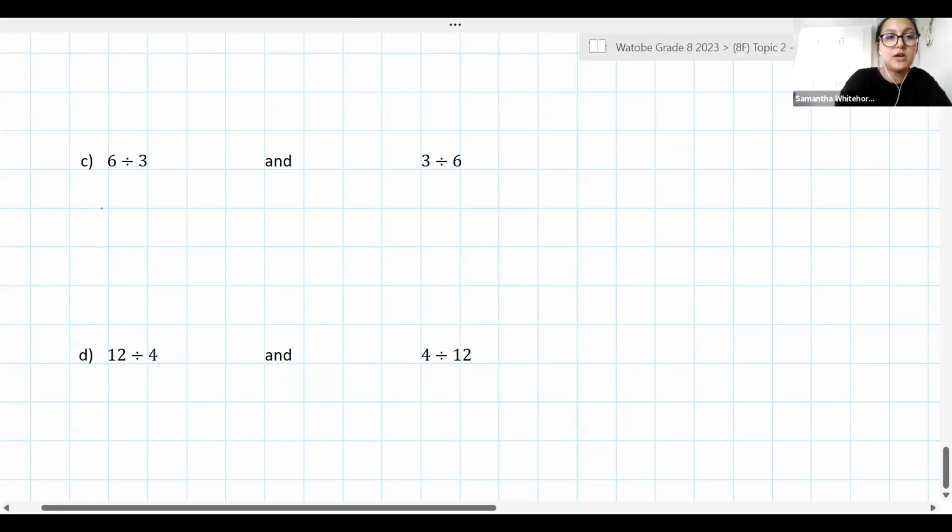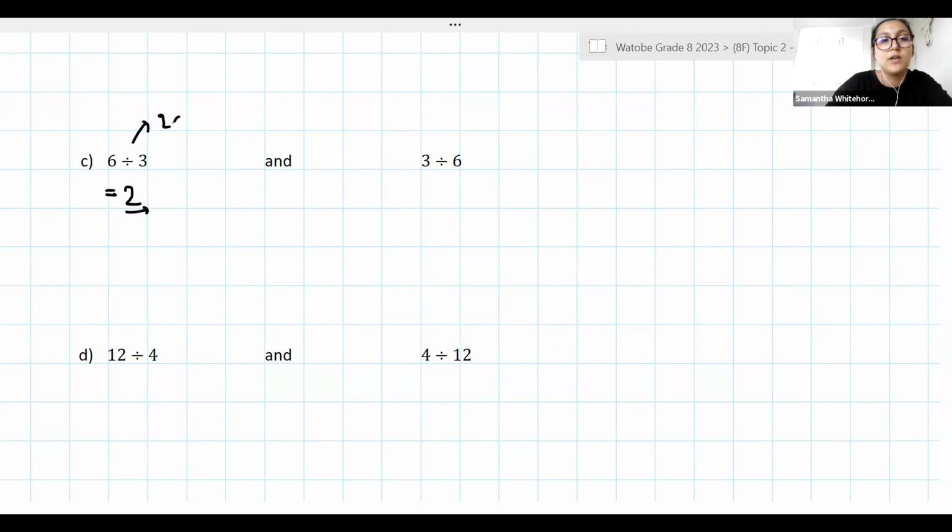Okay, so if we start with our first one, we know that 6 divided by 3 is 2. 3 can divide into 6 twice. This goes back to our times tables, in that we know that one of the factor pairs of 6, or one of the pairs of numbers that we can times together to get 6, is 2 times 3. So my answer there is 2.